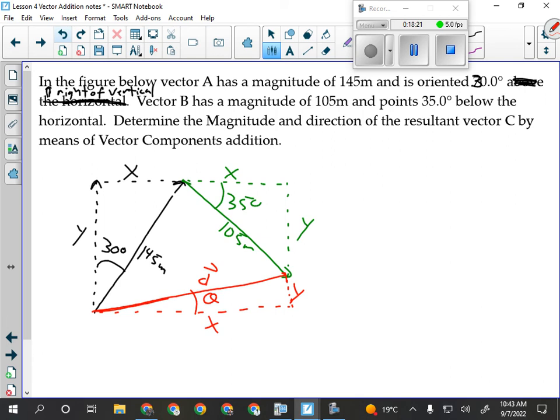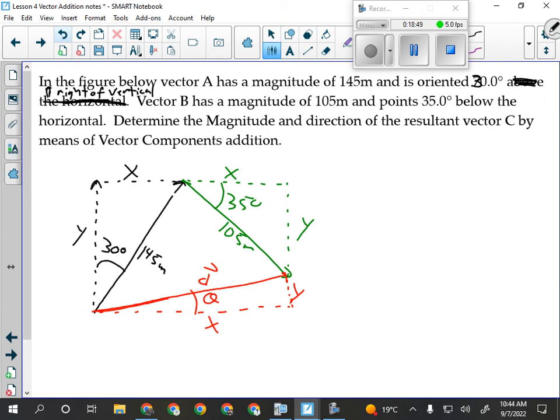What do I need to do next? Yeah, I need to figure out what all the X's and all the Y's are. My suggestion would be do that one vector at a time. So get black X, black Y, then get green X and green Y. Then you can add them up after that. That way you're dealing with one triangle at a time. So first thing I want to find, I'll find black Y.